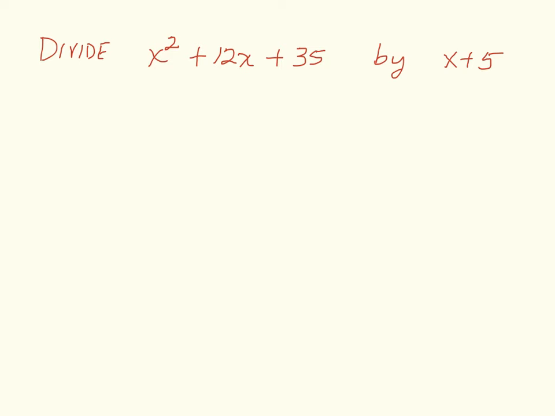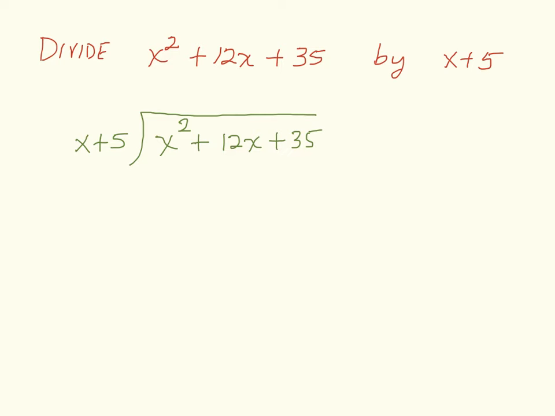Okay, so I'm going to set it up. X squared plus 12x plus 35 is going under my division bar, and x plus 5 is going outside. Let me see if I can move all of this. All right, I moved it. So follow the steps. The steps are divide, multiply, subtract, bring down. Divide, multiply, subtract, bring down.